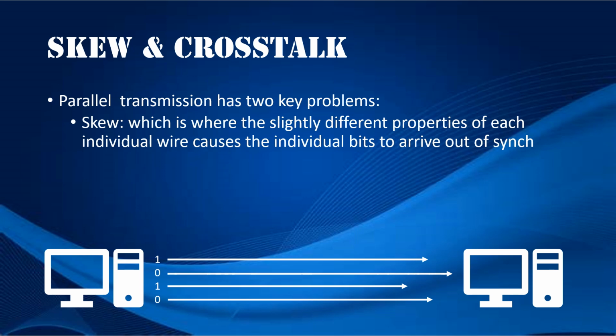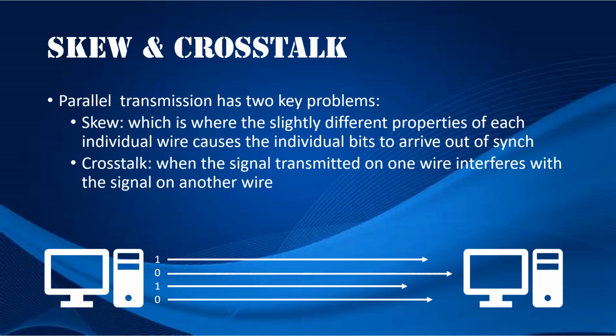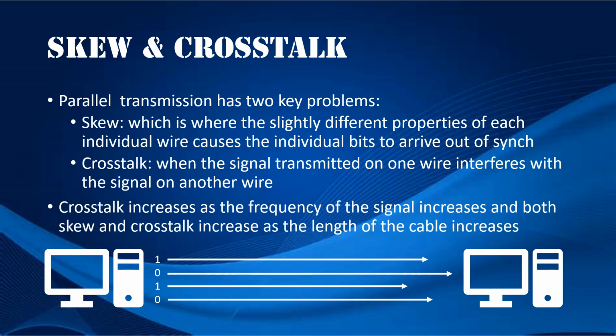The other significant problem of parallel transmission is crosstalk. This is when the signal transmitted on one wire interferes with the signal on another wire and causes one of the bits to change. Crosstalk increases as the frequency of the signal increases, and both skew and crosstalk increase as the length of the cable increases. This means parallel transmission is only effective over short distances.